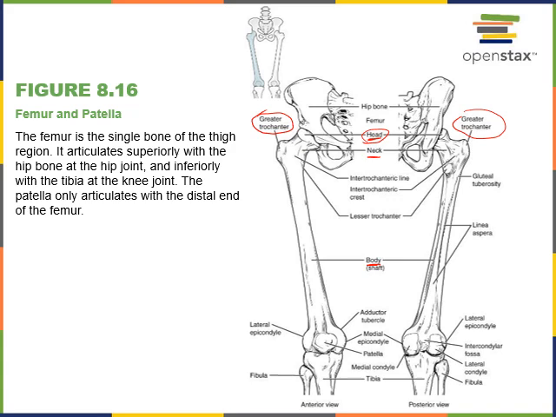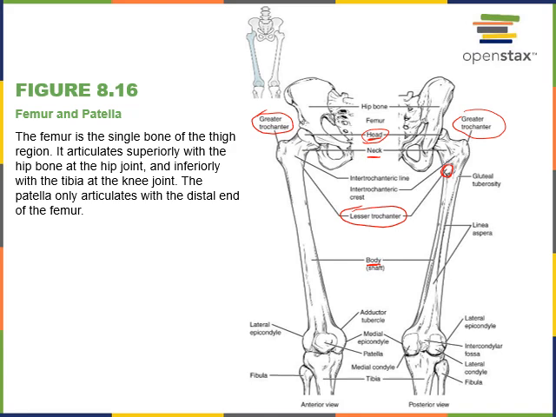There's also a lesser trochanter, which is a rough projection on the medial side, on the posterior here. We can see the lesser trochanter. The lesser trochanter is also an insertion for muscles. For example, the iliacus and psoas, or the iliopsoas muscle group, muscles that flex the hip, insert here onto the lesser trochanter.